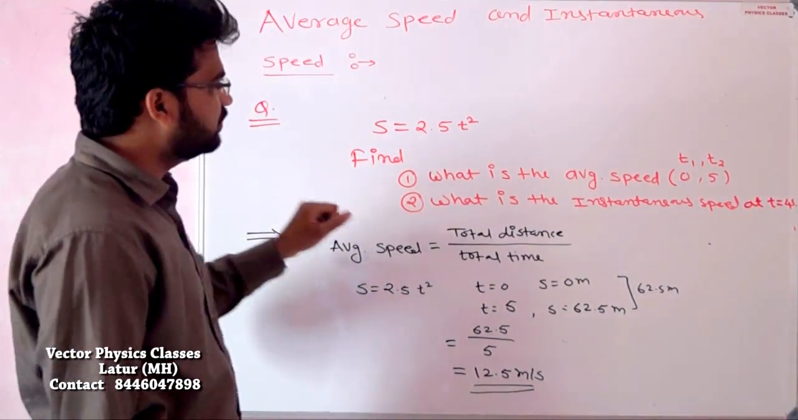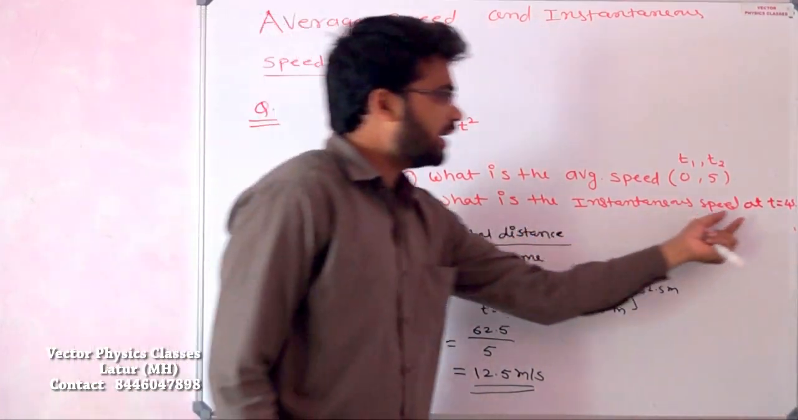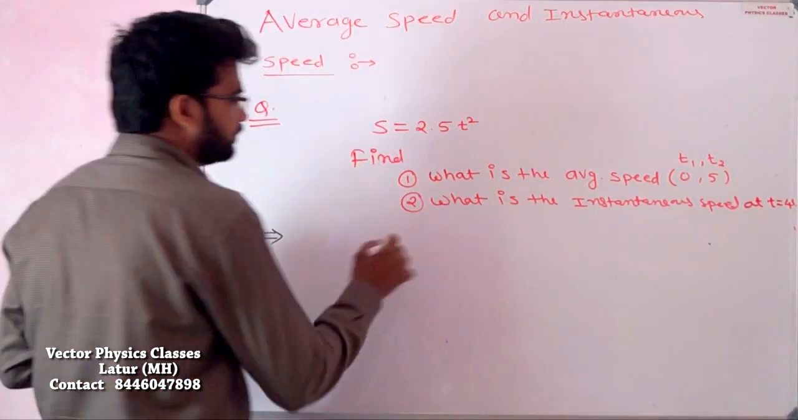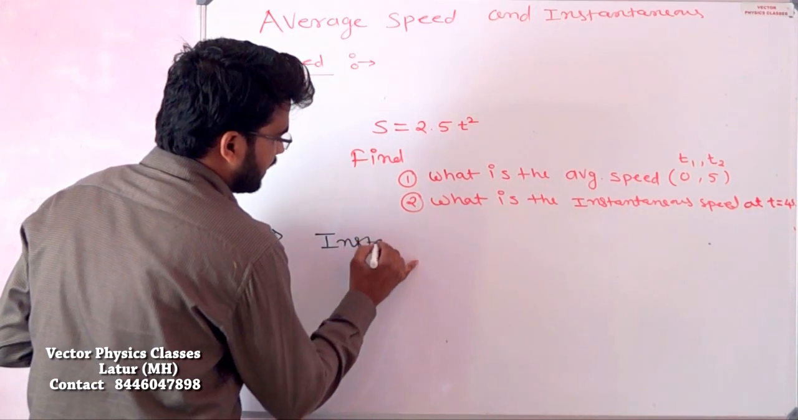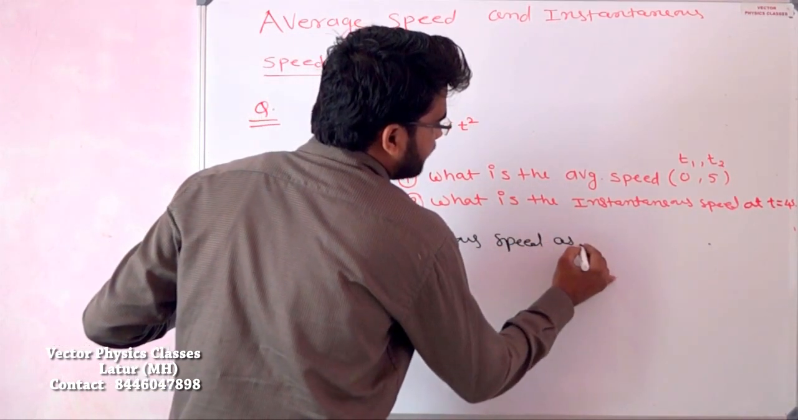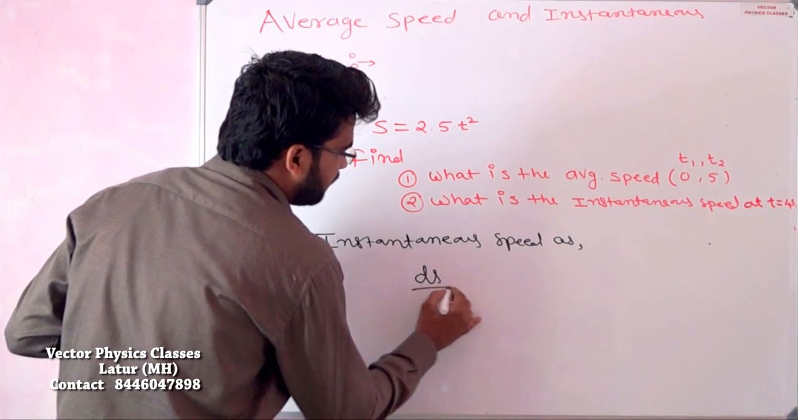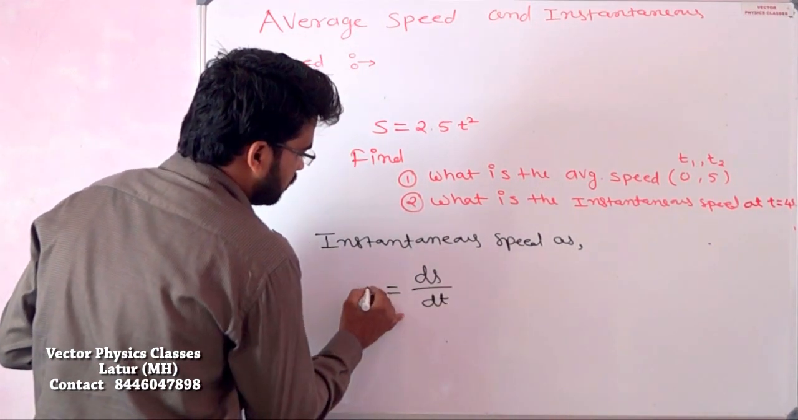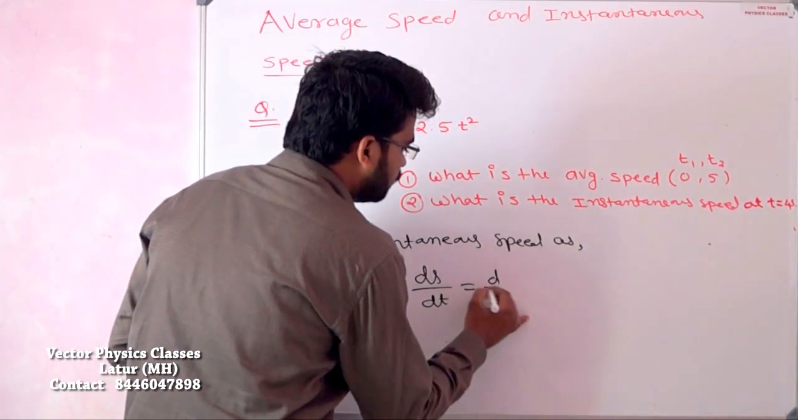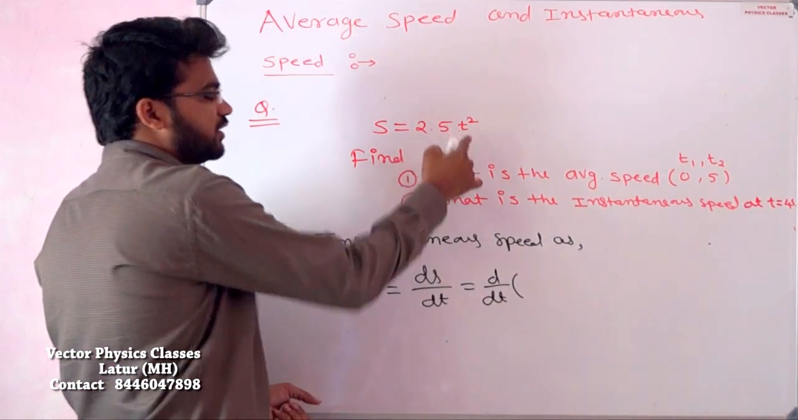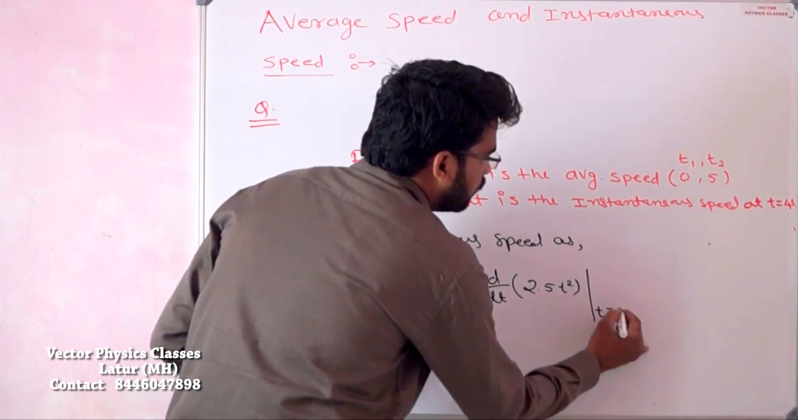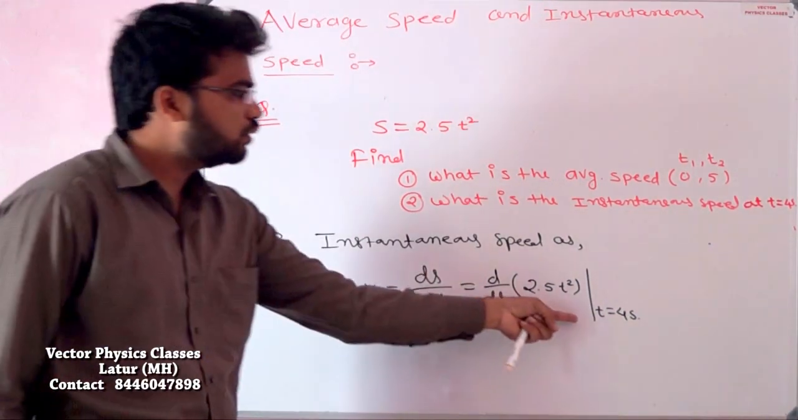And what about the instantaneous speed? Instantaneous speed is nothing but at a particular instant of time, what is the speed? Instantaneous speed is v, and this is equal to ds by dt. So d by dt of what is s? 2.5 into t square, at t is equal to 4 seconds. Given, right? t is equal to 4 seconds.